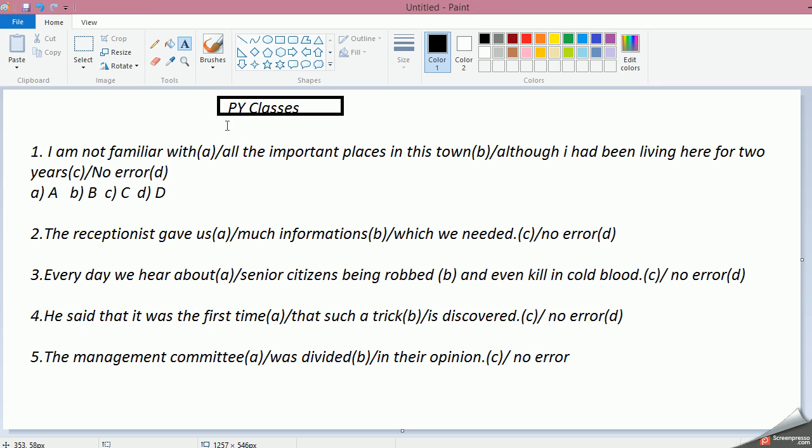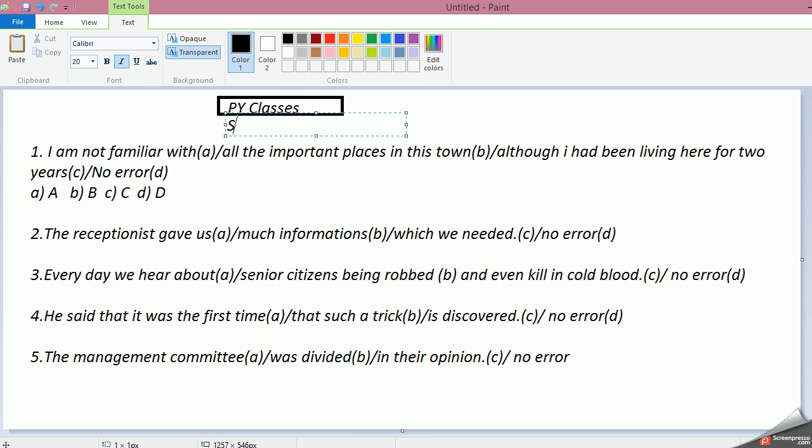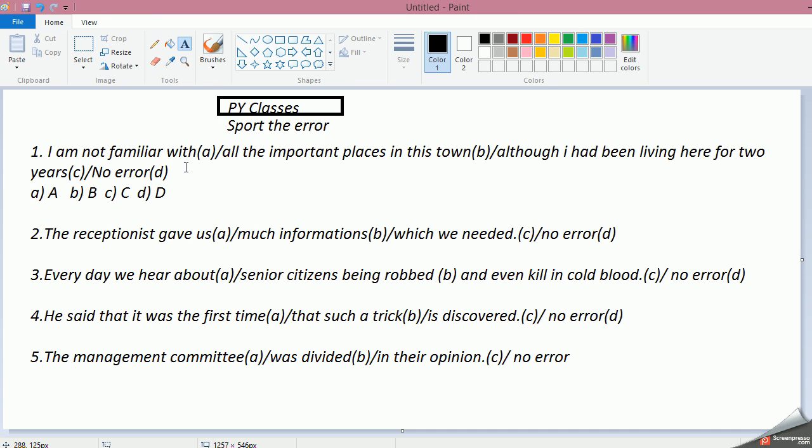Today I am going to discuss a few questions that have already been asked in previous years. So the question is spot the error. Spot the error means you have to find out in which part of the sentence the error is. So let's come to the first question.